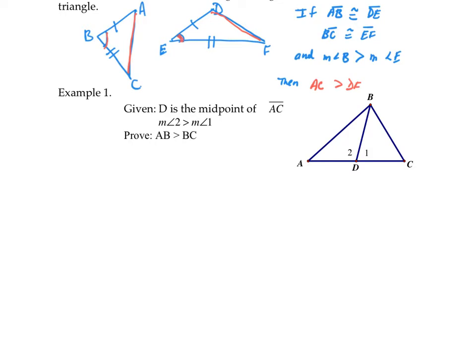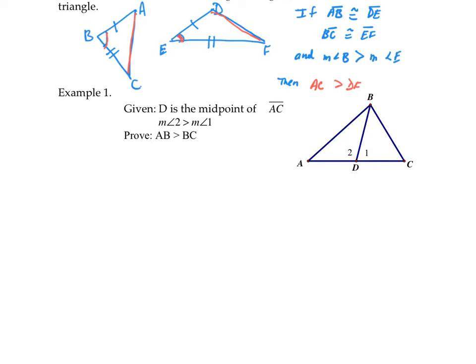We are going to take a look at a proof using this theorem. You won't be required to write any two-column proofs on your test. You'll just be writing a paragraph proof, the indirect proof, but this will be good practice to help you answer the questions on the homework.